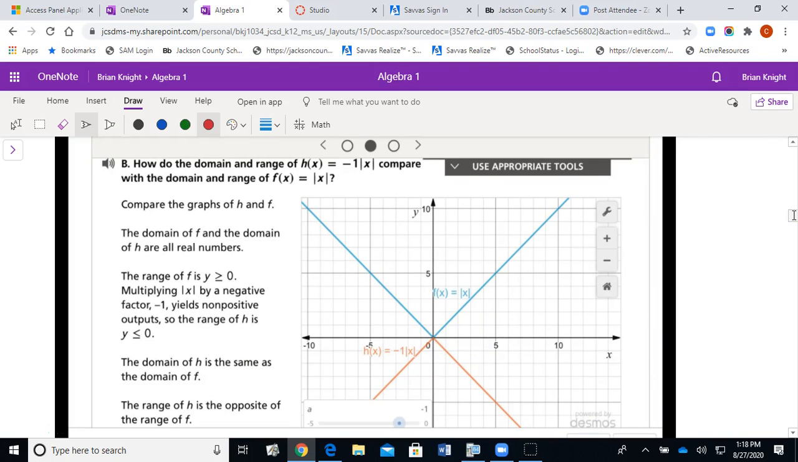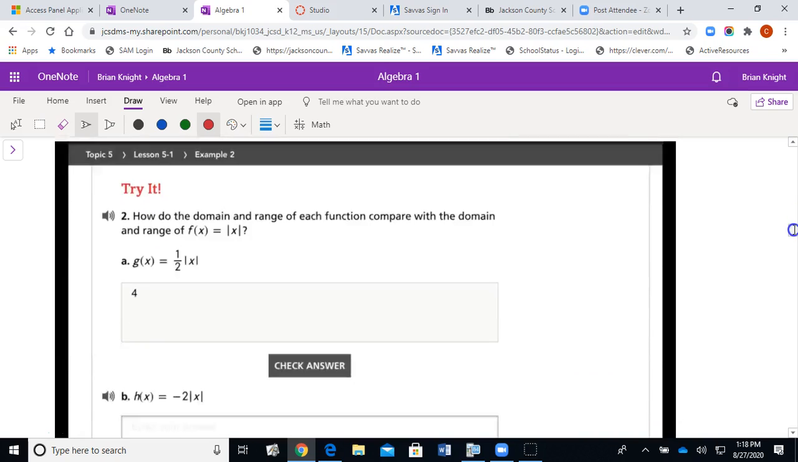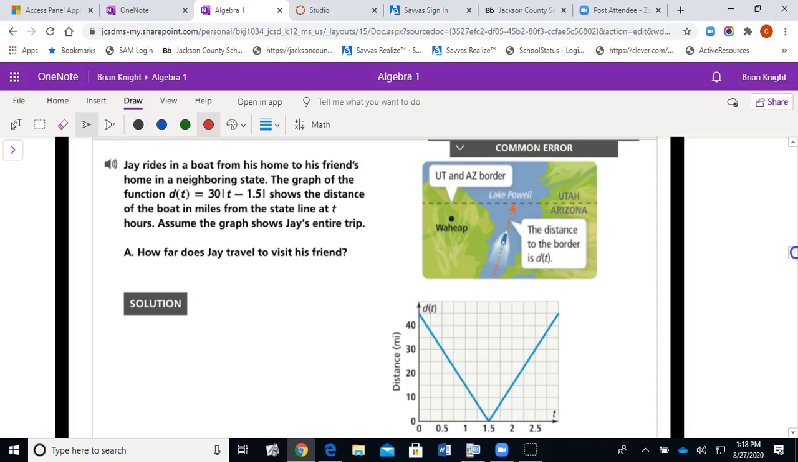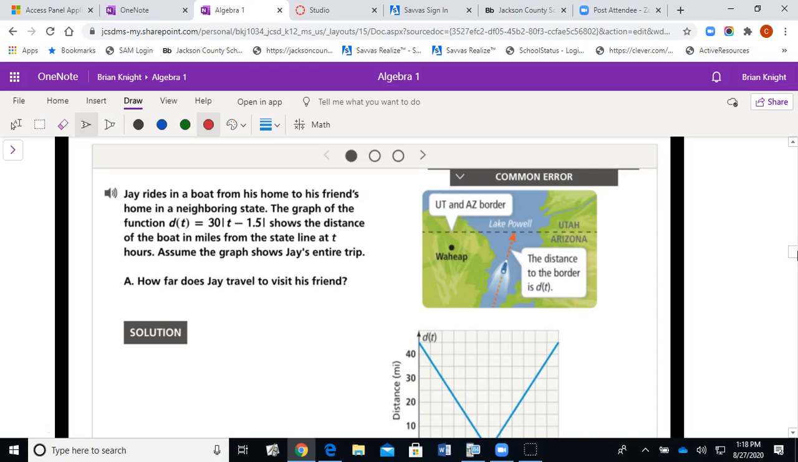Oh, look. We just talked about that. What happens to it? The range is now flipped. So it's reflected, so now it's less than or equal to 0. Does that make sense? Okay. Again, does the domain change? No. So the domain never changes? Not for absolute value functions, as long as the x is in the absolute value.